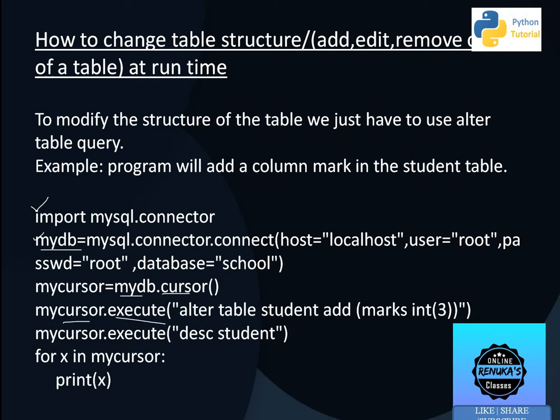Our query is alter table student add. We want to add another column to the table student, so we give this command. After executing, we give my cursor dot execute describe student, so that you can see the structure of the table, whether the marks column is added in the student table or not. For printing this structure: for x in my cursor, print x. One by one all the column names and their data types will be shown on the screen.